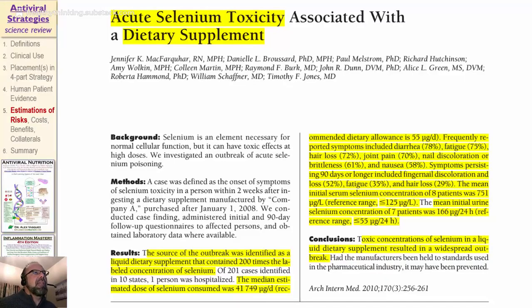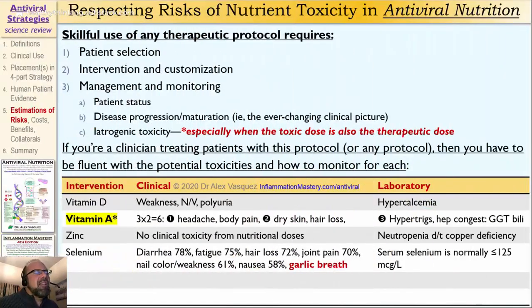Maybe someone plays a trick on them and puts all their pills in a blender or something, who knows, and then they come in with toxicity. You'd still, as a competent clinician, want to know what the manifestations are. They're obviously non-specific. The only one that's kind of specific is the garlic breath. So you could say, hey, why don't we run a serum selenium just to make sure we don't encounter a problem here. And you would want it to be below 125 micrograms per liter.